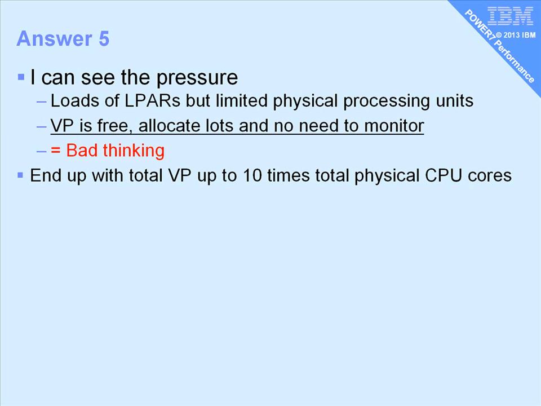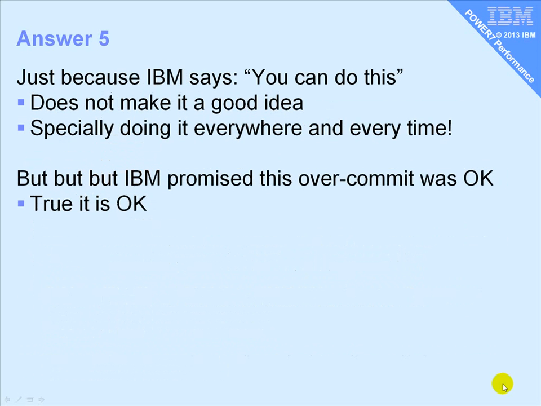They're the rules that limit us. But I have seen machines, big 64-way machines, that are running 300 or 400 virtual processors on them. And then we're actually cutting our physical cores into lots of tiny little bits. And this really does have some bad side effects that we want to explore now. Just because IBM says you can do this doesn't make it a good idea to do everywhere and every time.